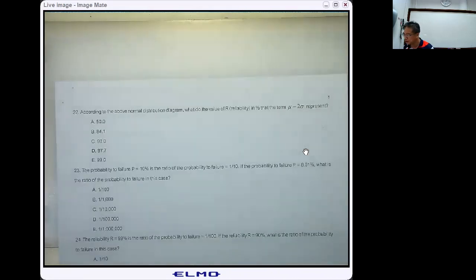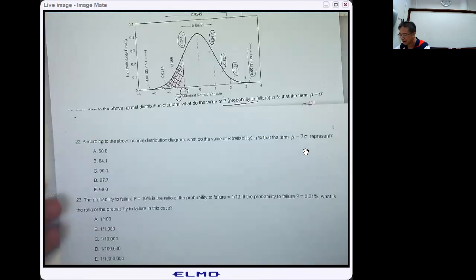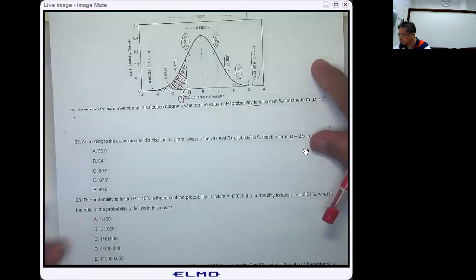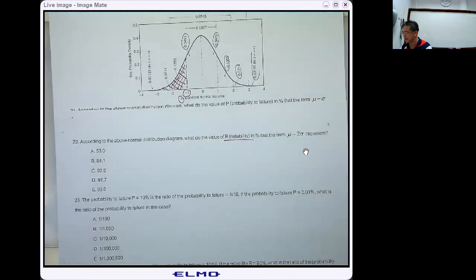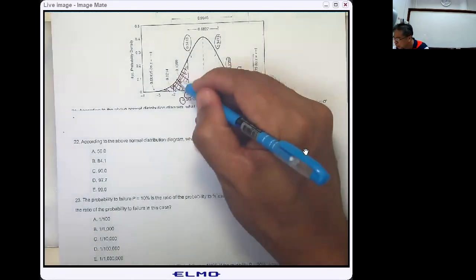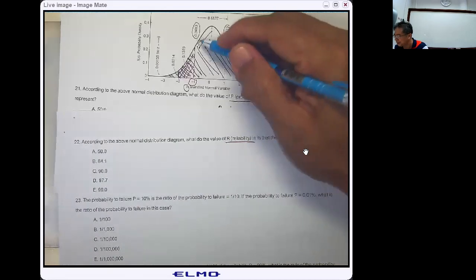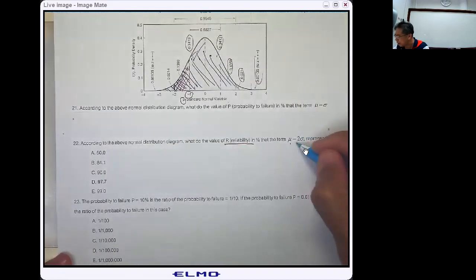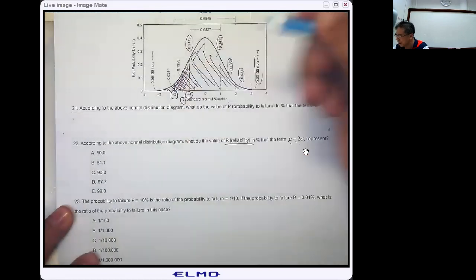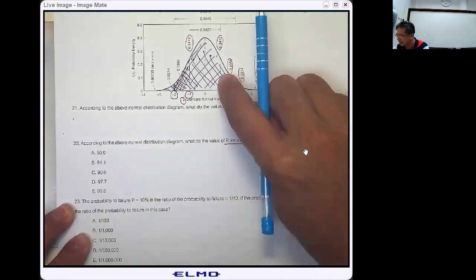According to the above normal distribution diagram, coming into this diagram again, what is the value of reliability? This time they ask for the reliability for mu minus 2 standard deviations. That means we're going to find the value of this one, which is the mean minus 2 times the standard deviation. You compute this area, and that is going to be what?